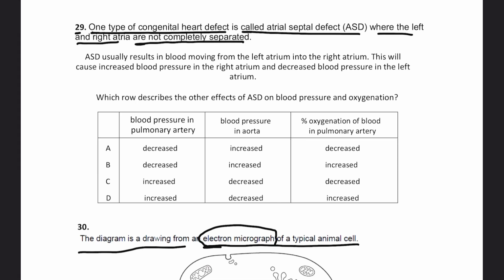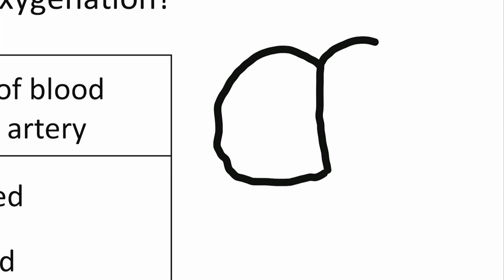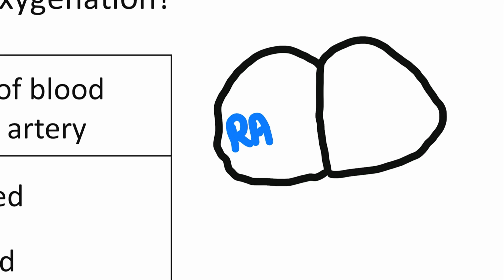So what will happen? ASD usually results in the blood moving from the left atrium into the right atrium. So what will happen, guys, if there are 2 chambers over here? One is the right atrium and the other one is the left atrium. So what will happen?